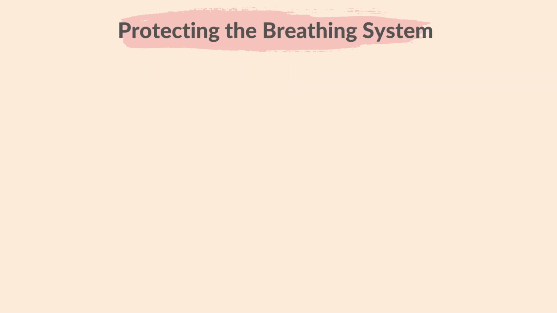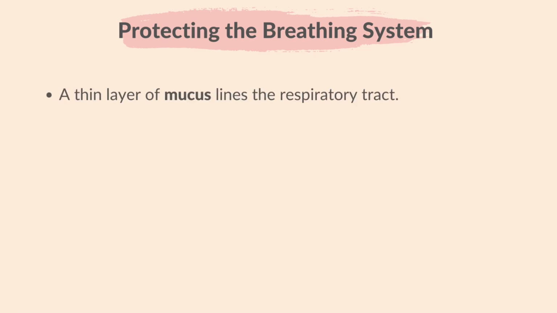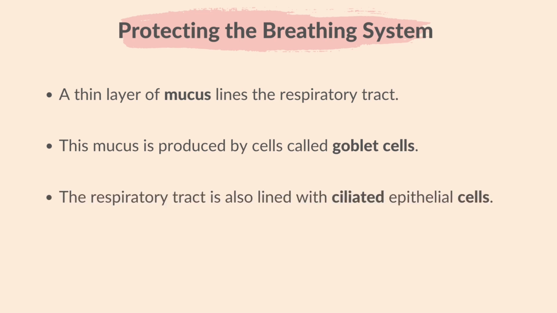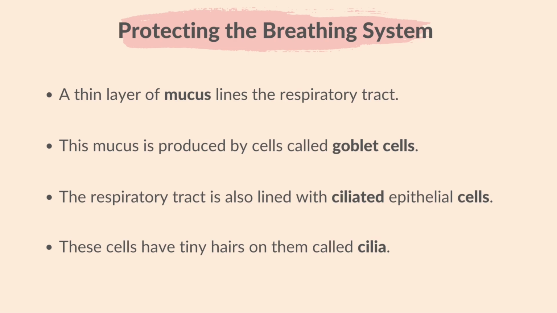Finally, let's learn how the breathing system is protected from pathogens and particles. A thin layer of mucus lines the respiratory tract. This mucus is produced by cells called goblet cells. The respiratory tract is also lined with ciliated epithelial cells. These cells have tiny hairs on them called cilia.